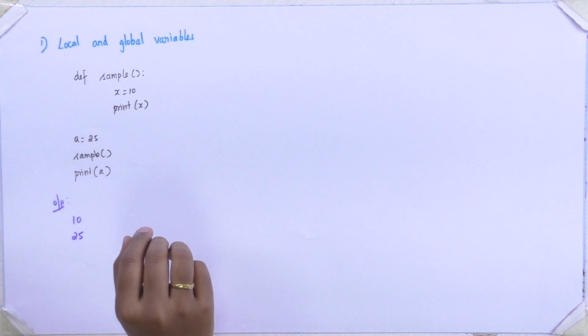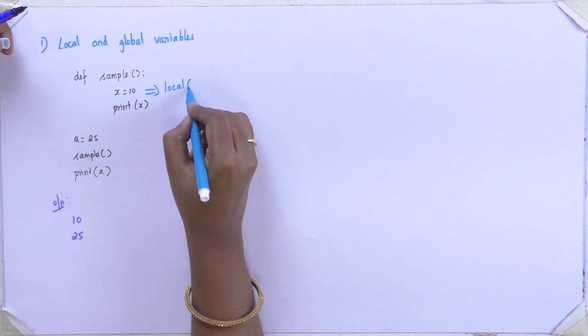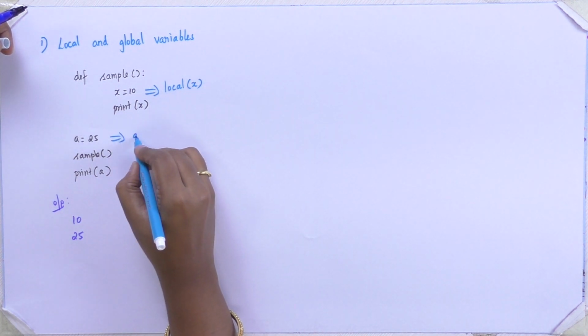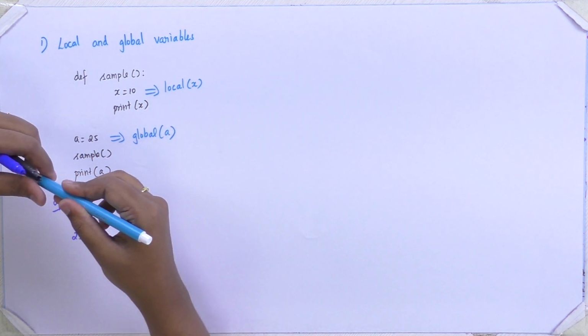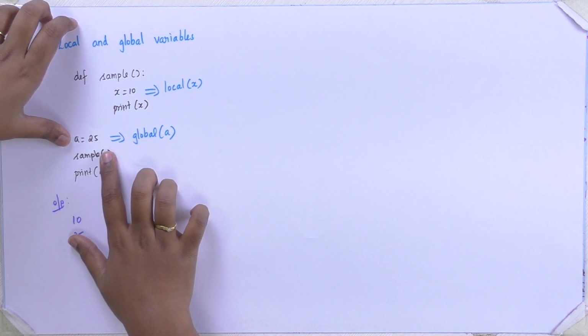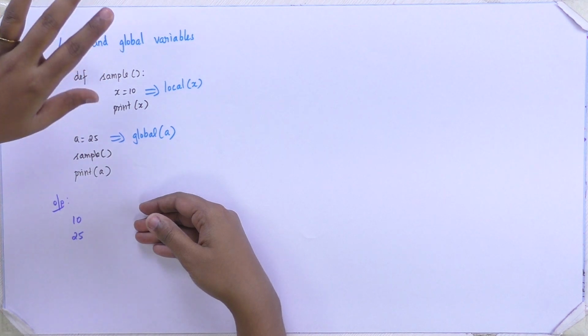So now here it is local variable x, this is global variable a, which means when you're having a local variable to a function, that can be accessed only within the function. You cannot access it outside the function. The life of that variable will be only within that particular function. But when you're having a global variable, you can use it anywhere inside the program. Even you can use it inside the function.